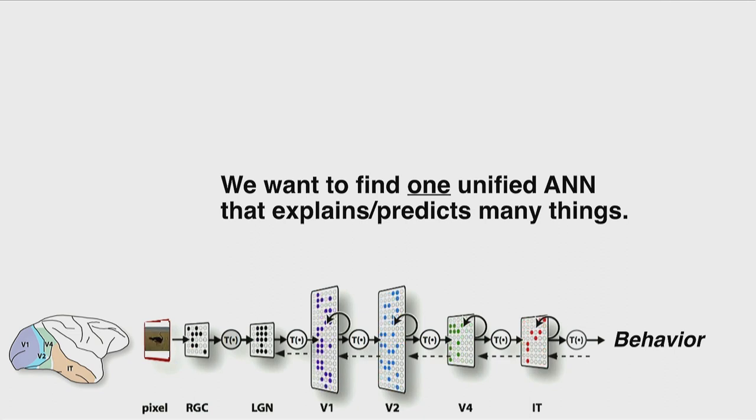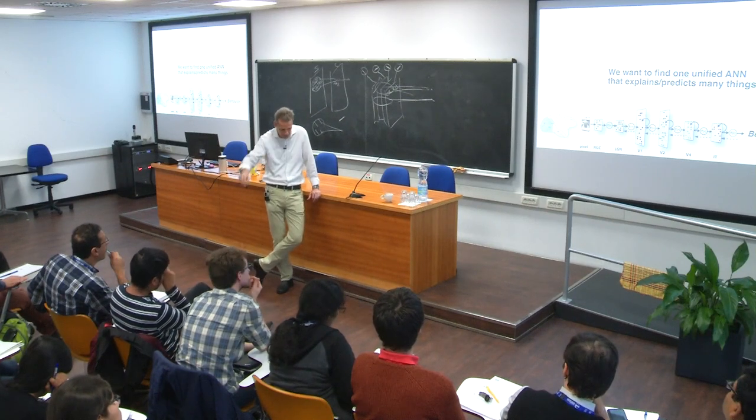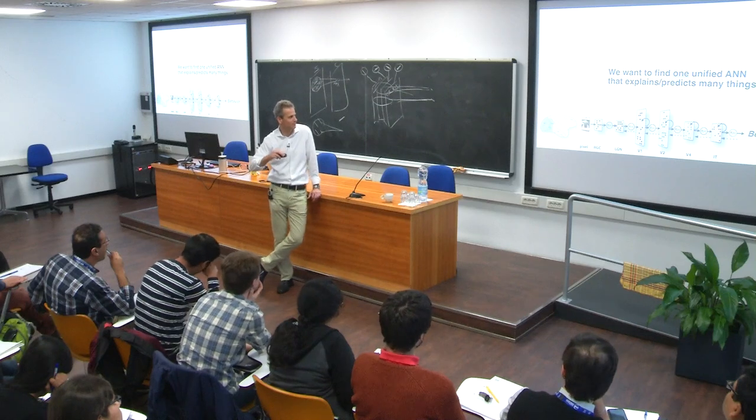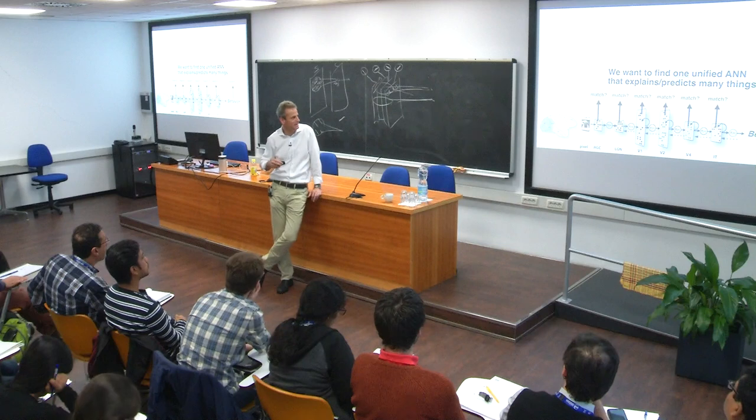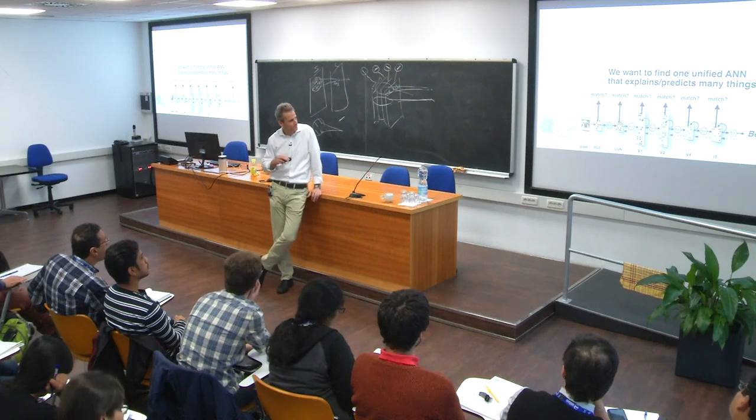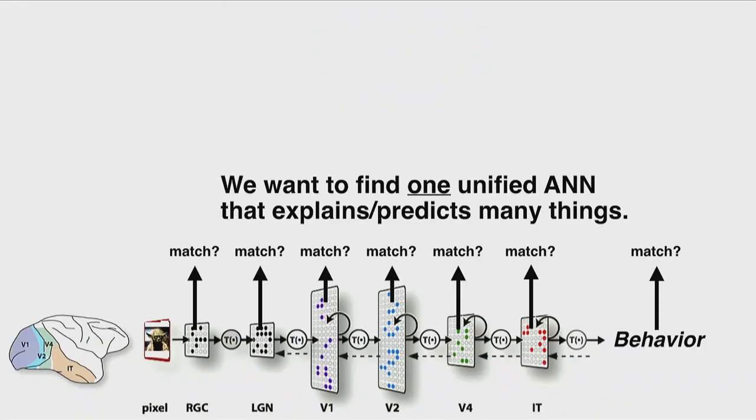Which is really what I've been trying to describe all along: I want to find one ANN that predicts many things, right? I just don't want one ANN that predicts IT and a different one that predicts V4 and different things. I want essentially a copy of what's going on across this whole system; that is what success looks like to me. So it should be 100%, 100%, 100%, 100%, 100%, all across the board, plus other things that maybe aren't on the board yet. And that would be a fully functional fidelity model of at least this part of the brain and its supported behavior.